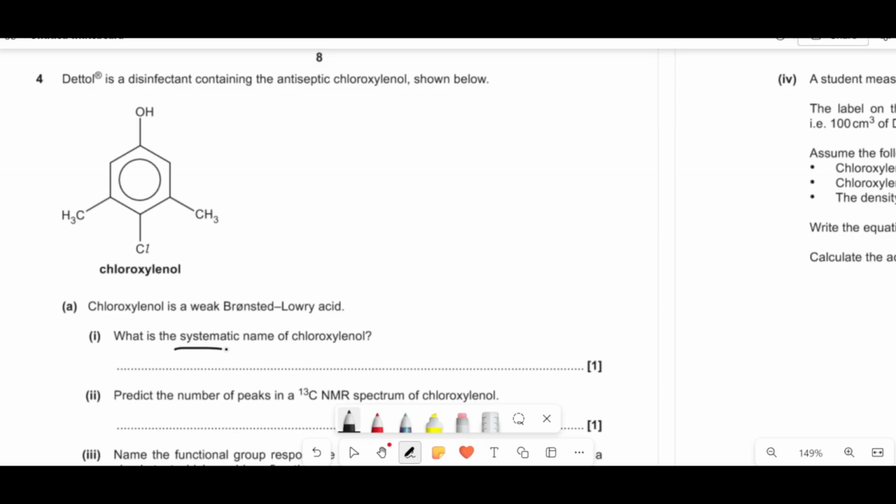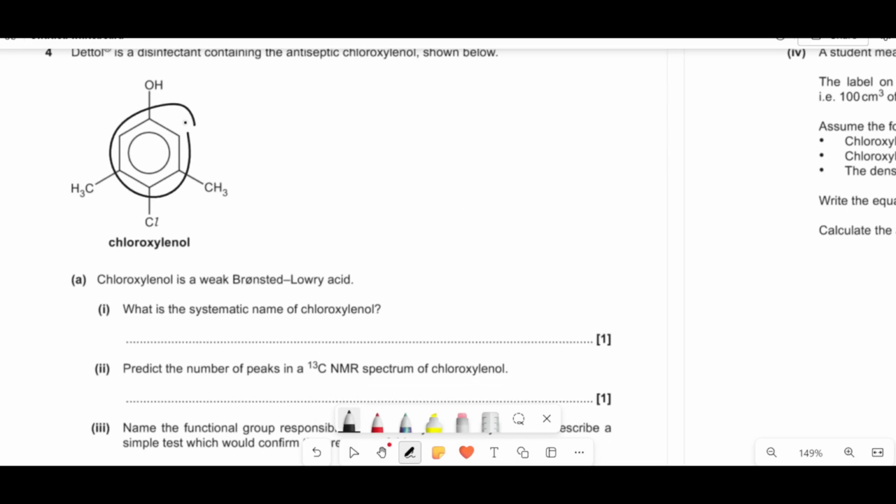Here it says, what is the systematic name of chloroxylenol? This is a bit tricky because we've got benzene, but we have an OH here, so the ending is probably going to be phenol. It's phenol with a methyl, so dimethyl, and a chloro. 1, 2, 3, 4, 5. So it's going to be 4-chloro, because we always do it in alphabetical order, so C comes before D in dimethyl: 4-chloro-3,5-dimethylphenol. But it does allow 3,5-dimethyl-4-chlorophenol. But that's what it is.